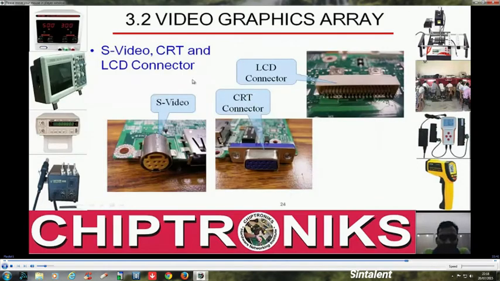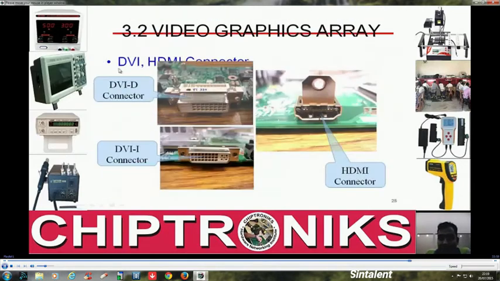This is the S-Video connector, this is the CRT connector, and this is the LCD connector. I'm just giving pictures over here so that students who are new to laptop motherboard repairing can easily understand these different kinds of connectors. This is the DVI-D connector, this is the DVI-I connector, and this is the HDMI connector coming in the newer boards.